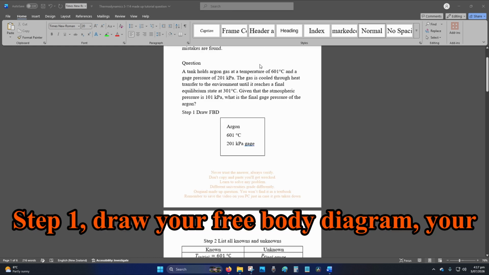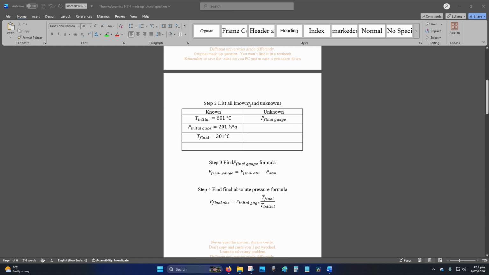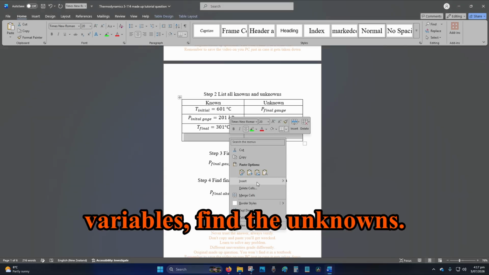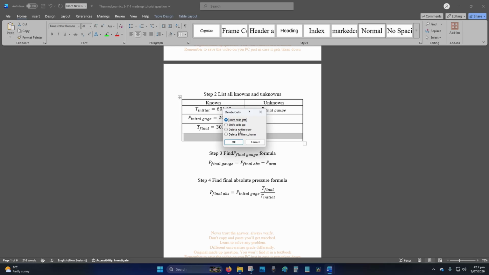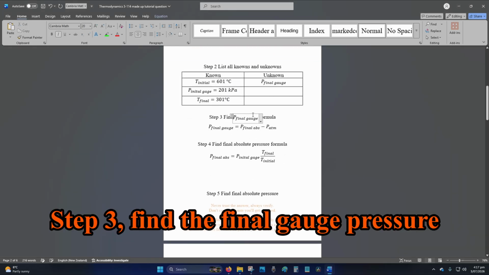Step 1, draw your free body diagram, your FBD. This will help you visualize the problem. Step 2, list all the given variables, find the unknowns. Step 3, find the final gauge pressure formula.